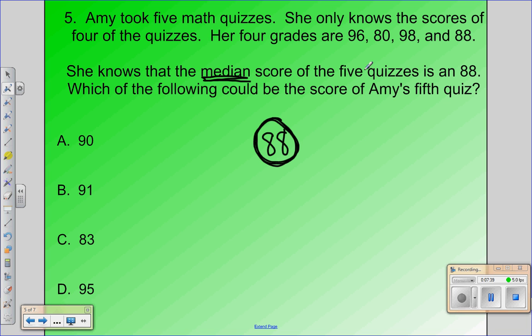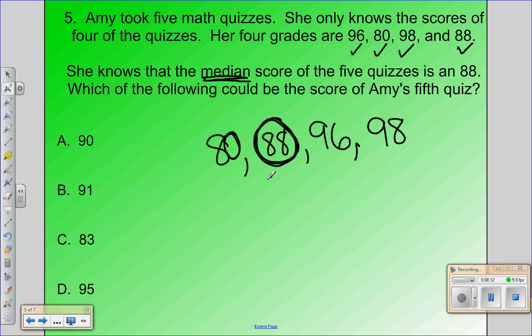Then I have to work backwards in putting the rest of her quiz grades in order from least to greatest and do a little bit of reasoning. All right, 88 we already have. We're going to check it off up here. 96 is greater than 88, so it goes here. Check it off. 98 is also larger than 88. So then I come here and I think, okay, 80 is less than 88, so I'm going to put it over here so that it is in order from least to greatest.